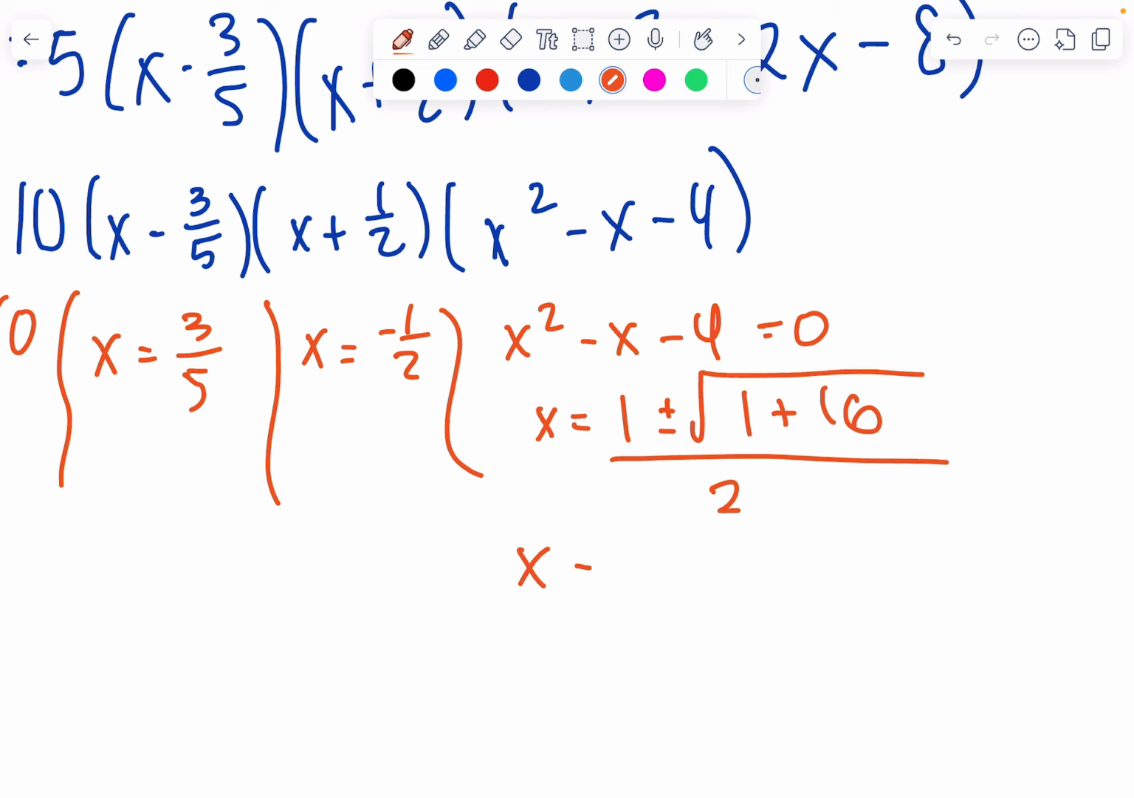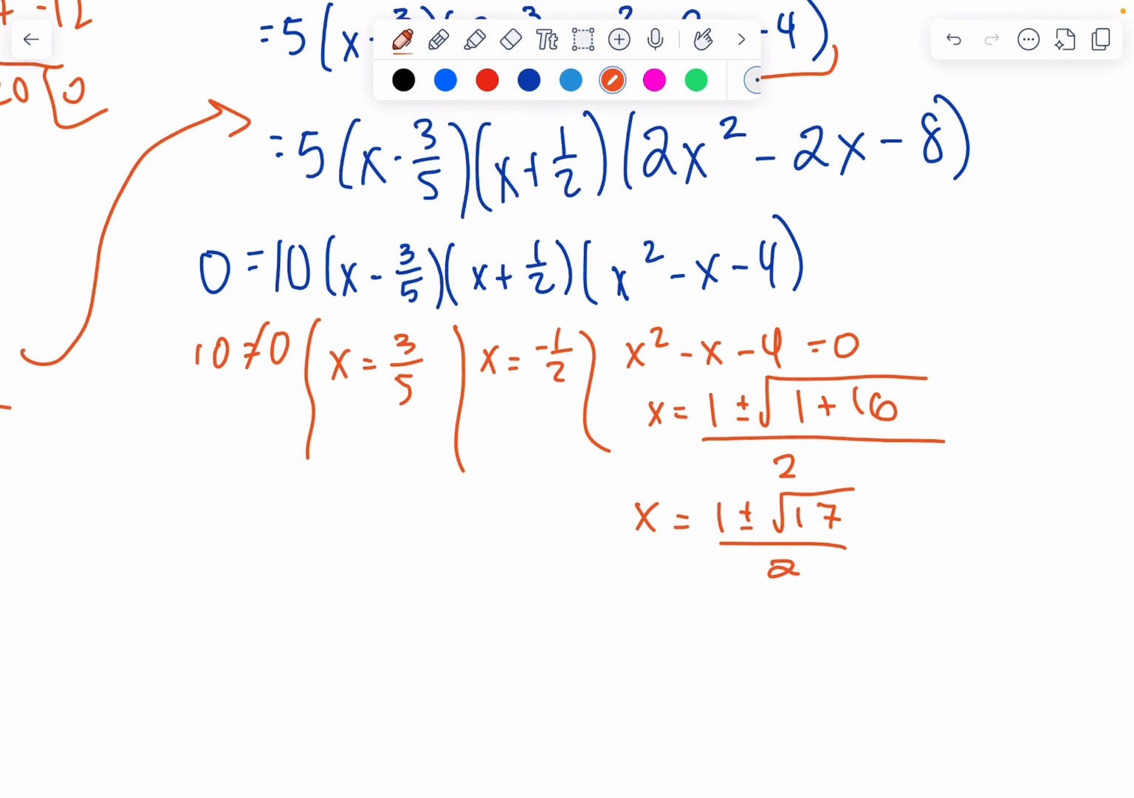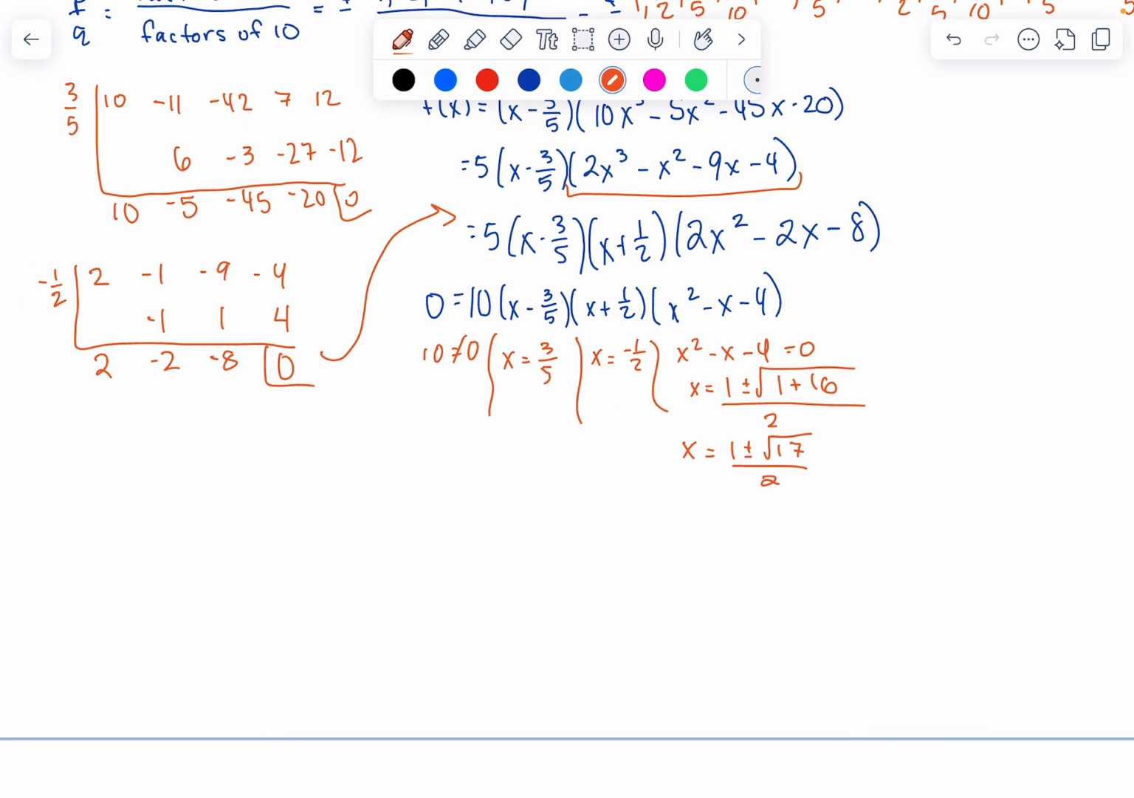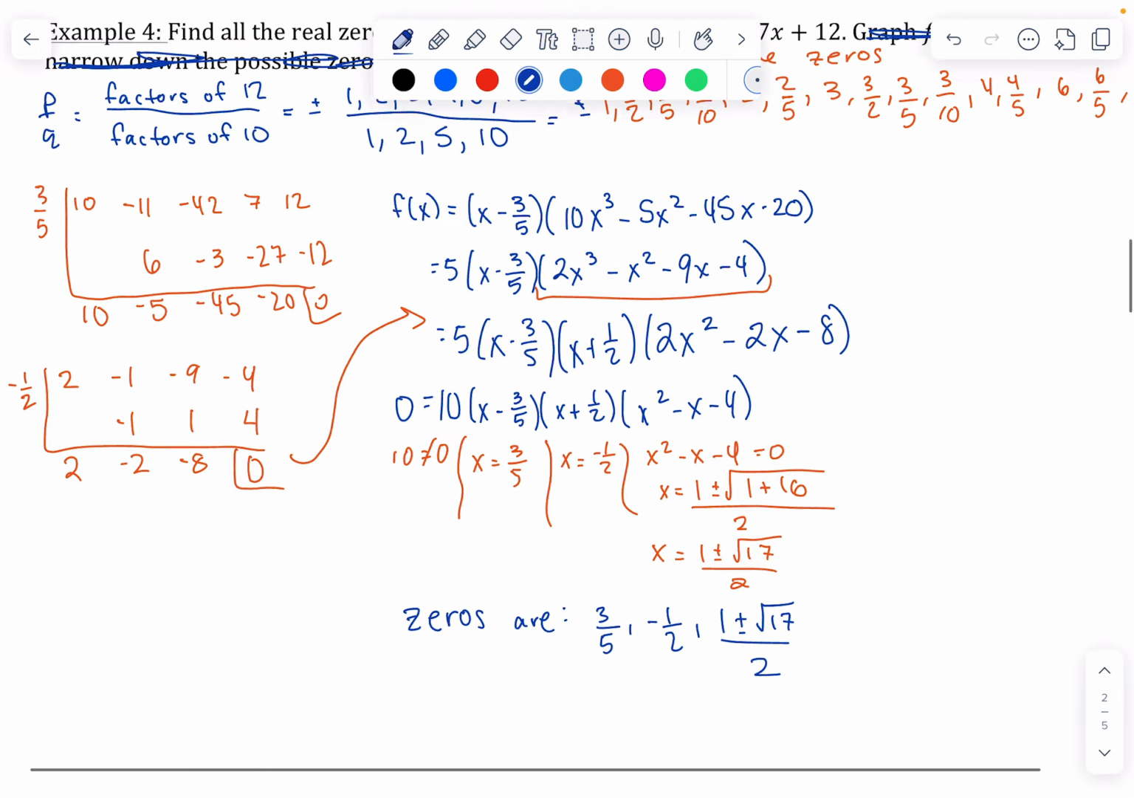And then combining like terms under the radical, I get 17. And those are all my zeros. Okay, so the zeros are 3/5, -1/2, and 1 plus or minus the square root of 17 over 2. Okay?